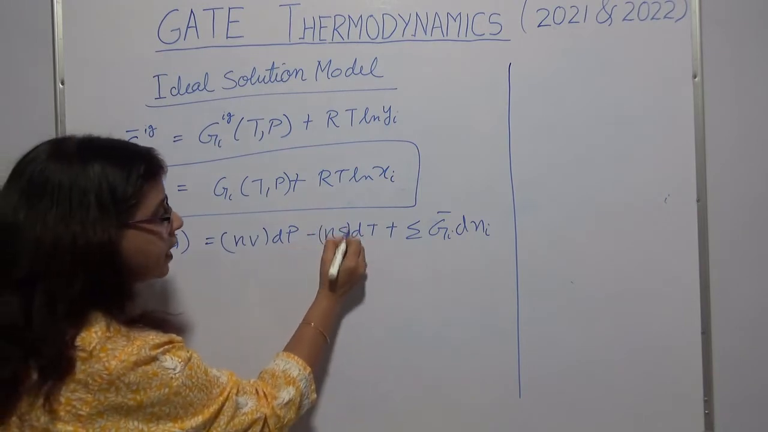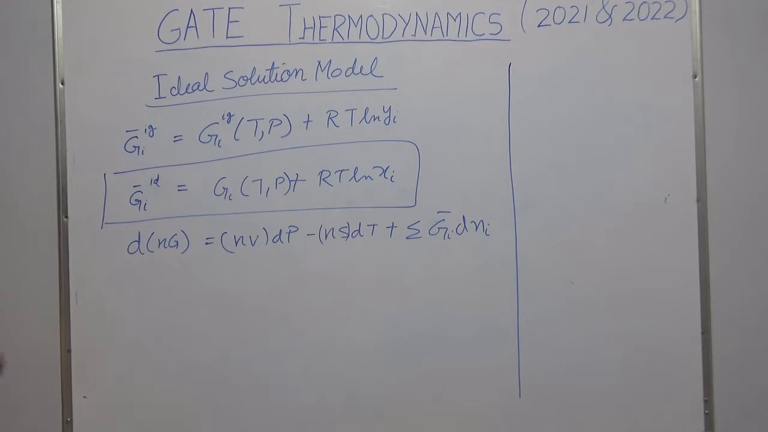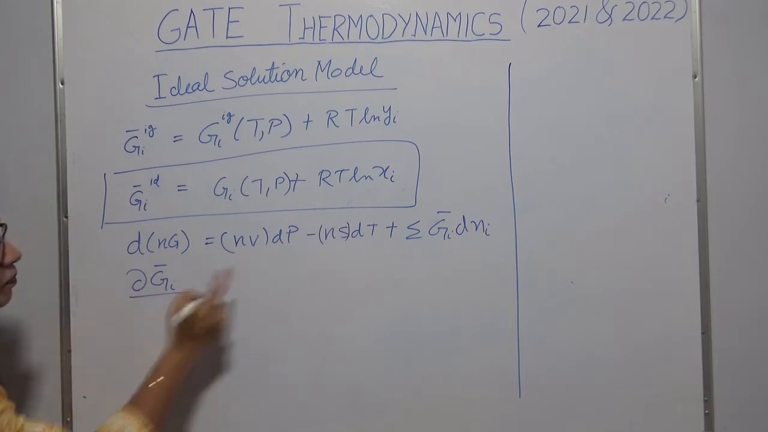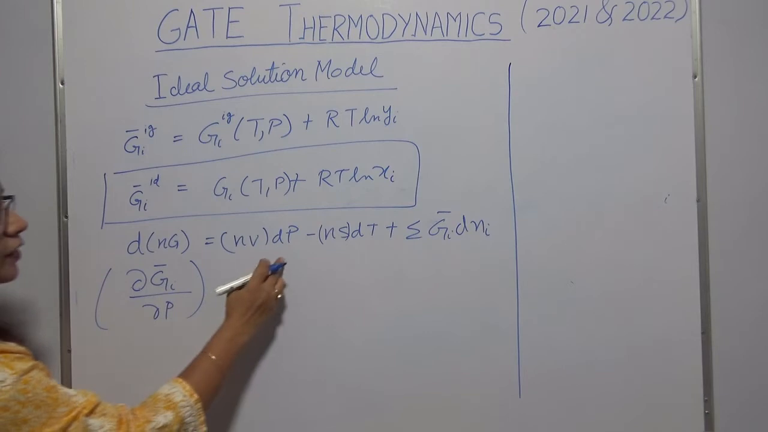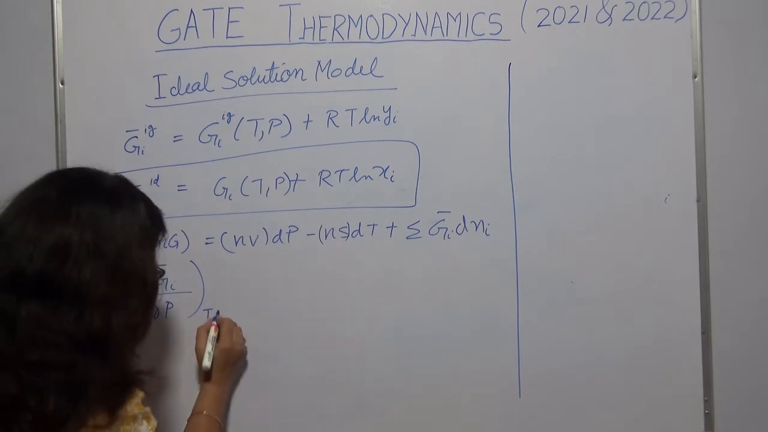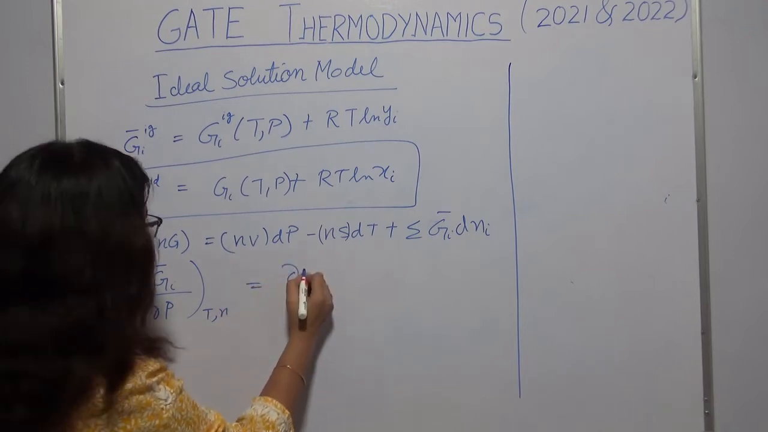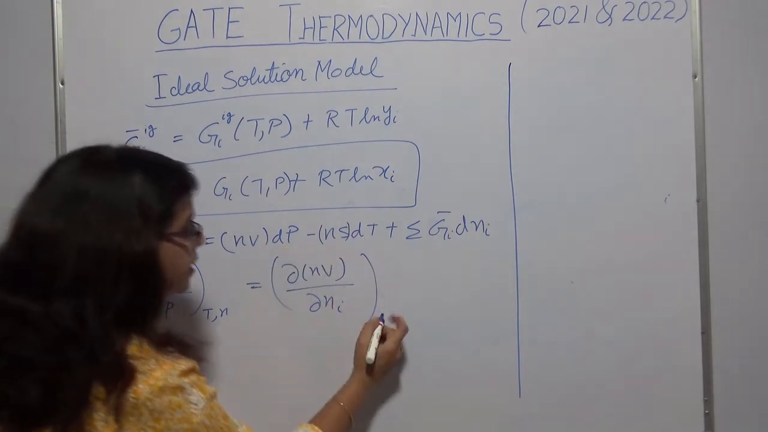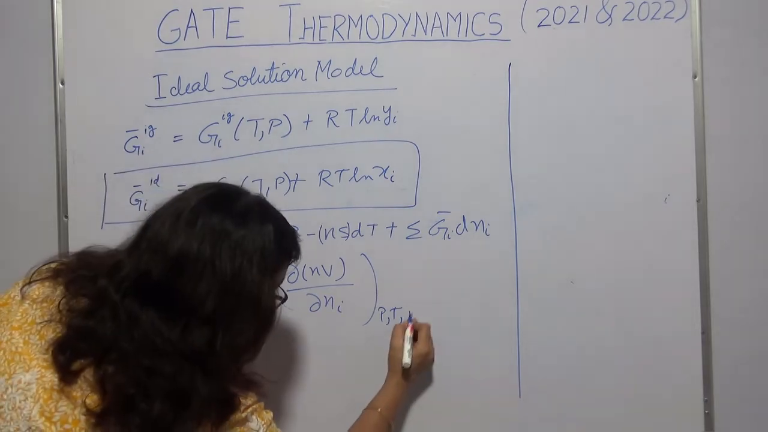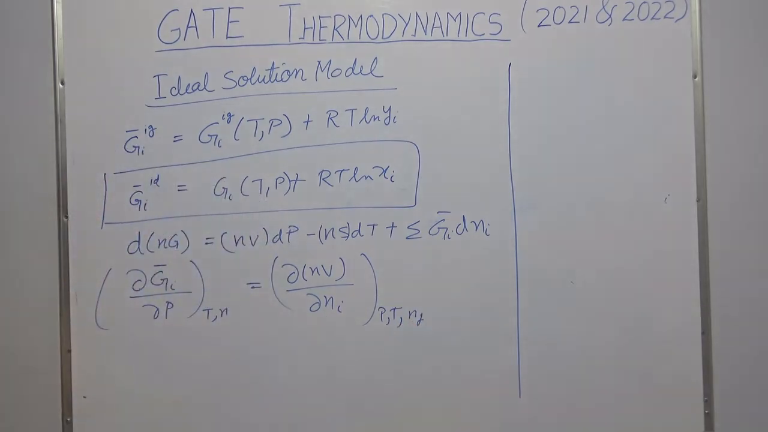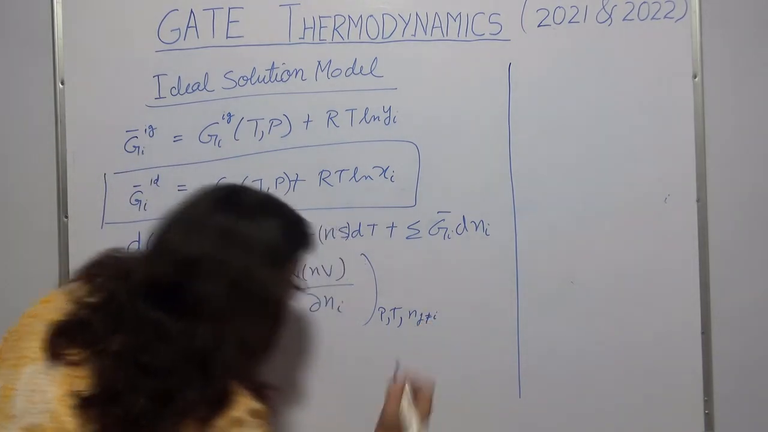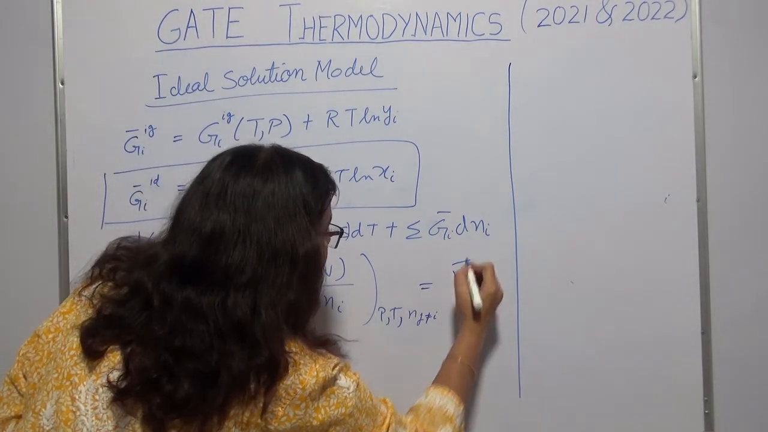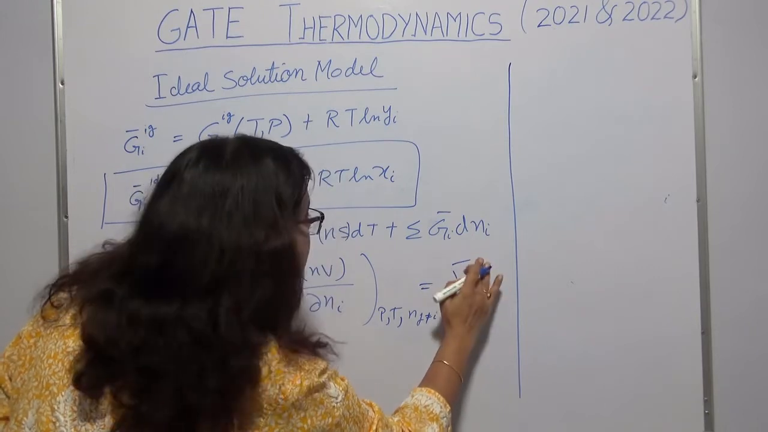Now what I am going to do is I will write down Maxwell equations based on this. So ∂Gi bar by ∂P at constant T and N is equal to ∂(nV) upon ∂Ni, which is now at constant P, T and Nj. Because I am taking derivative with respect to i, I am keeping all Nj constant, j not equal to i. What is this quantity by definition? That is nothing but your partial molar volume of species i in the solution.